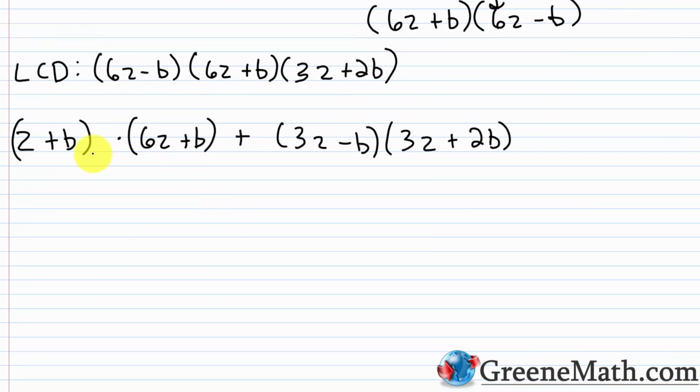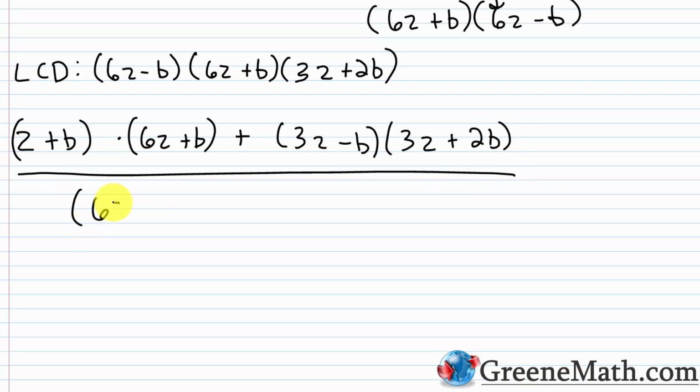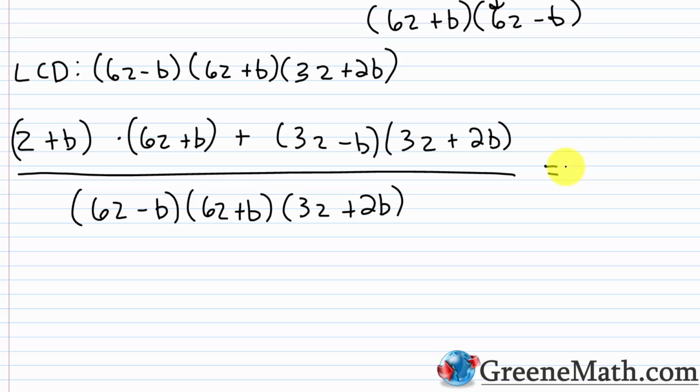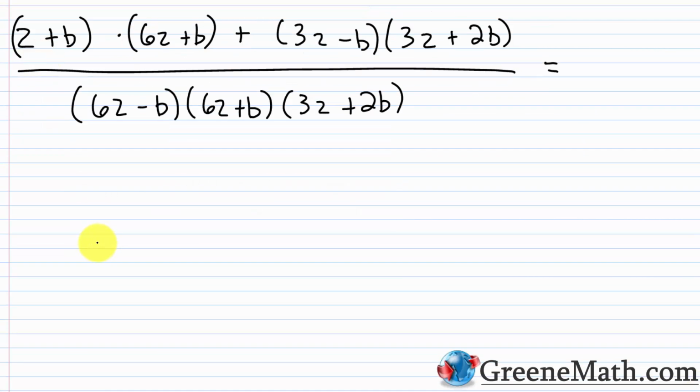Okay, so let's go down here. I know my LCD is this, so let me write this over that. So 6z minus b times 6z plus b times 3z plus 2b. Again, just one that's pretty tedious overall. So I'm going to use FOIL. Z times 6z is 6z squared. Z times b is zb. B times 6z is plus 6zb. If I combine these two, I get plus 7zb. And then for the last, b times b is b squared. So plus b squared.